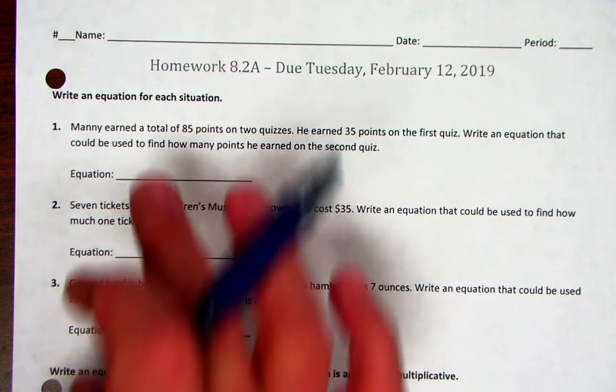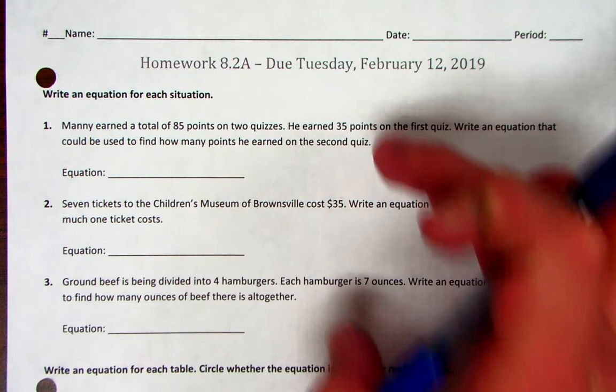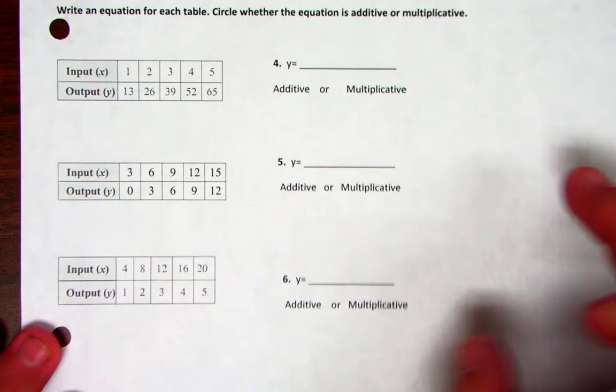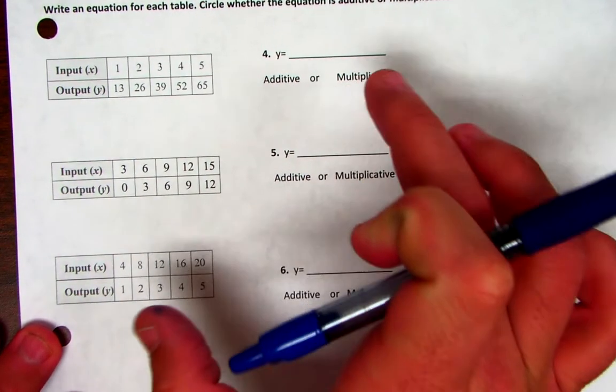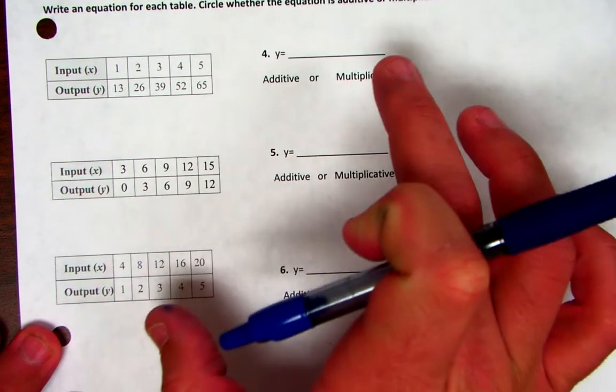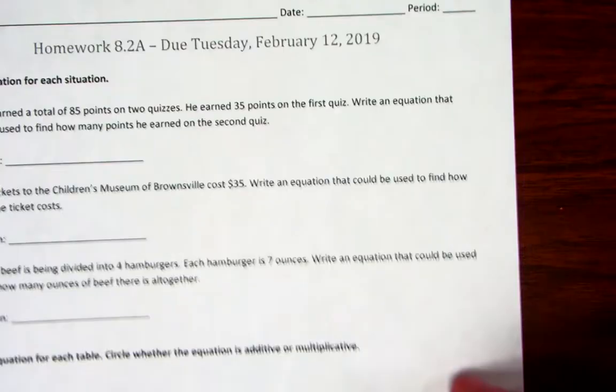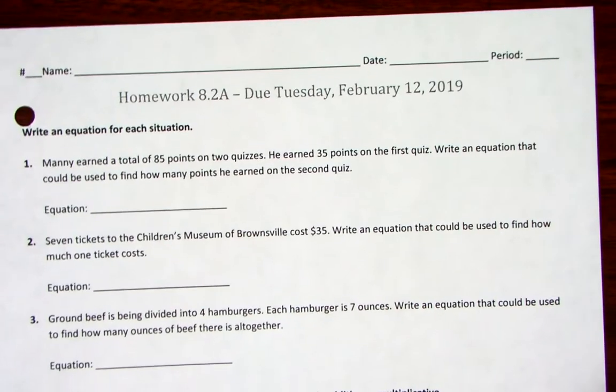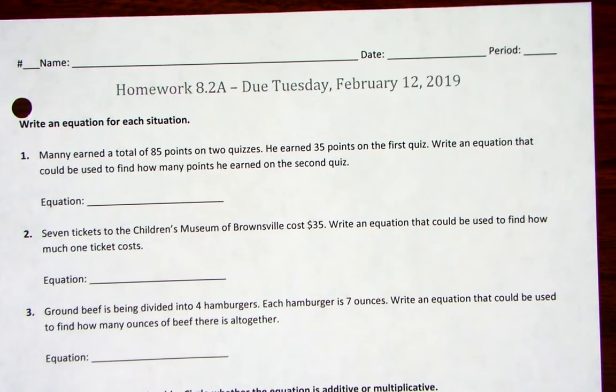Now, again, I'm going to show you how to do these three. Then you're going to have to write equations from word problems. This is on your test, so make sure you definitely pay attention here. So let's look at number one. Manny earned a total of 85 points on 2 quizzes. He earned 35 points on the first quiz. Write an equation that can be used to find how many points he earned on the second quiz.